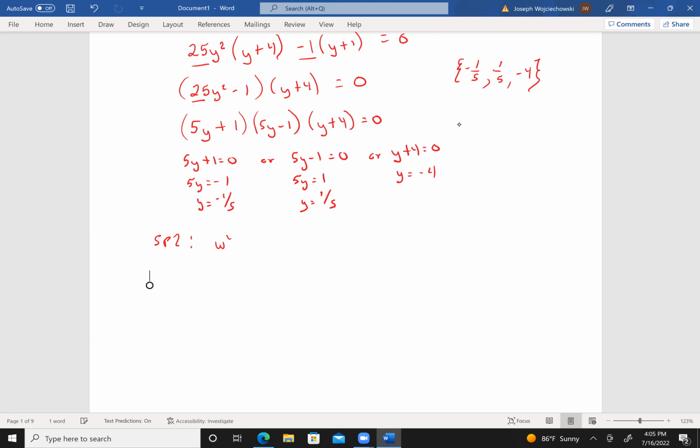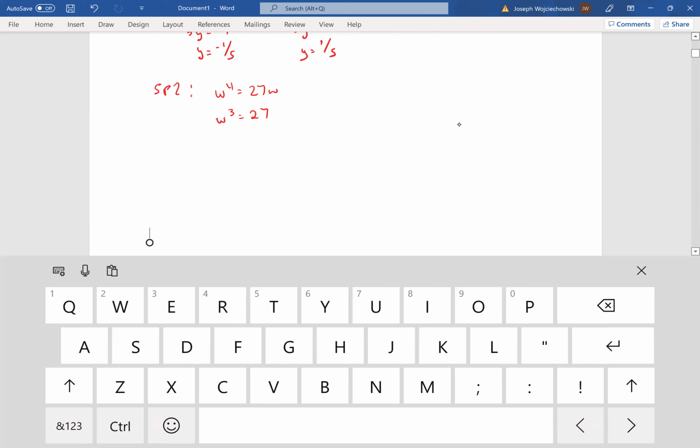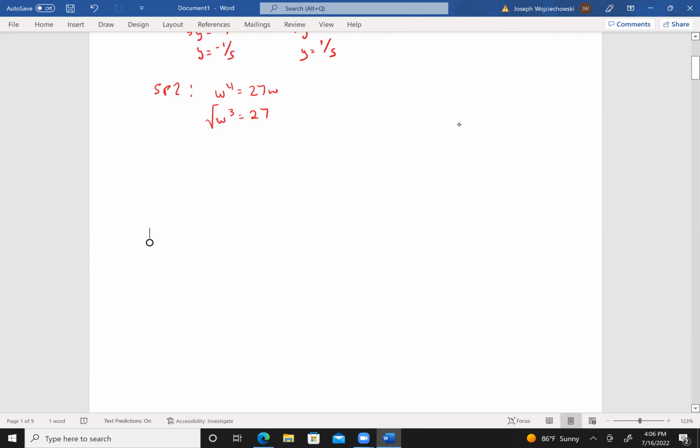So next up, we have skill practice 2, which is w to the 4th equals 27w. Now we can divide both sides by w and get w to the 3rd equals 27. Then we could take the cube root of both sides. This is w and this is 3. And there we go. 3 to the 4th is 81. 27 times 3 is 81. So our solution set is 3.